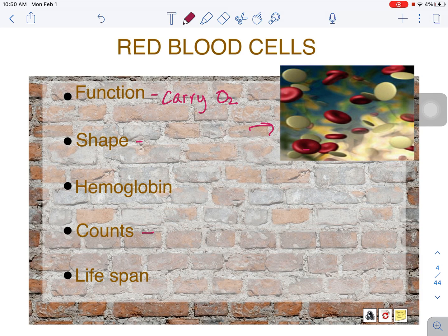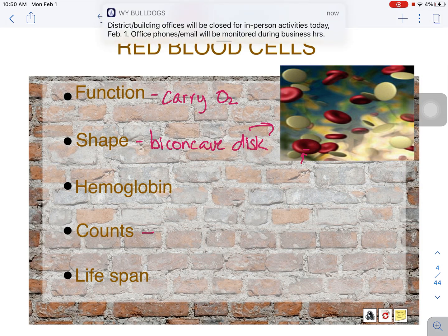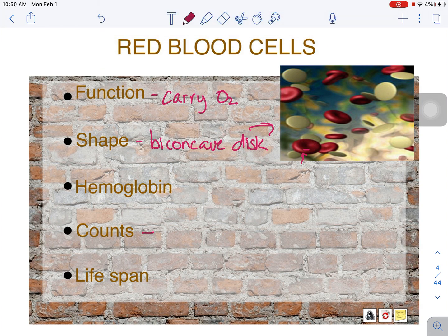And they have this shape. You can see it has like this little dip in it. Well, there's a dip on both sides. They usually call that a biconcave disc. All right, and basically think of that as like a cup to carry oxygen. So that little dip in it allows us to carry oxygen.